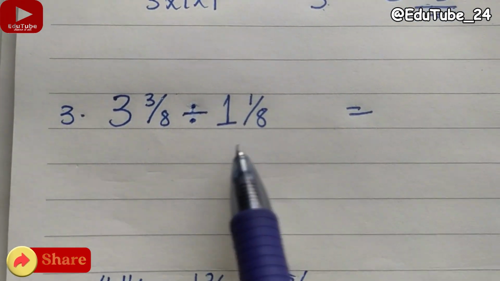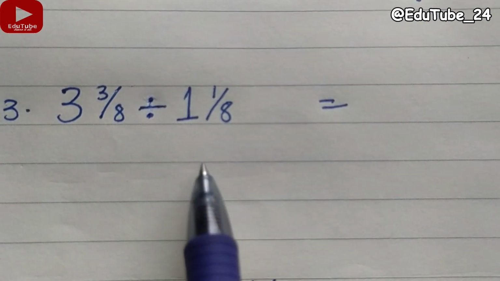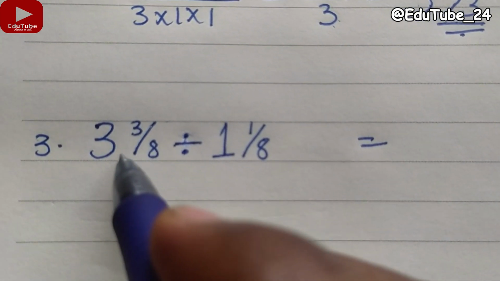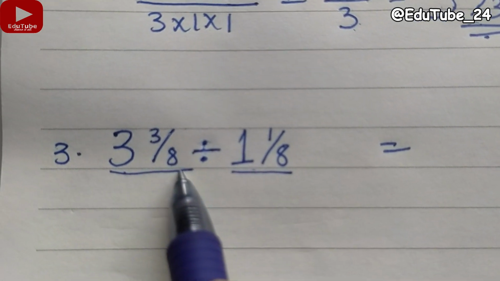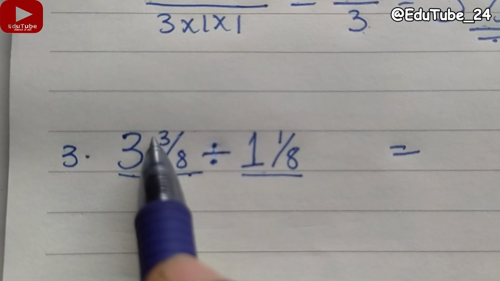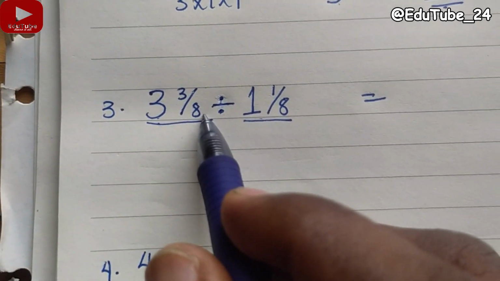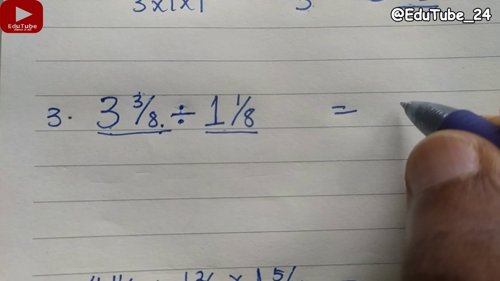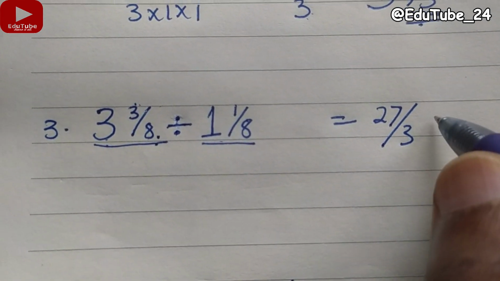In example 3, we are dividing 3 whole number 3 out of 8 by 1 whole number 1 out of 8. So to do division of mixed numbers, the first step is to convert the mixed number to improper fraction. So to convert the mixed number to improper fraction, just like we did in example 2, I will say 3 times 8, that gives me 24, then plus my numerator, so 24 plus 3, that gives me 27. So I'm going to have a new fraction which is 27 out of 8.